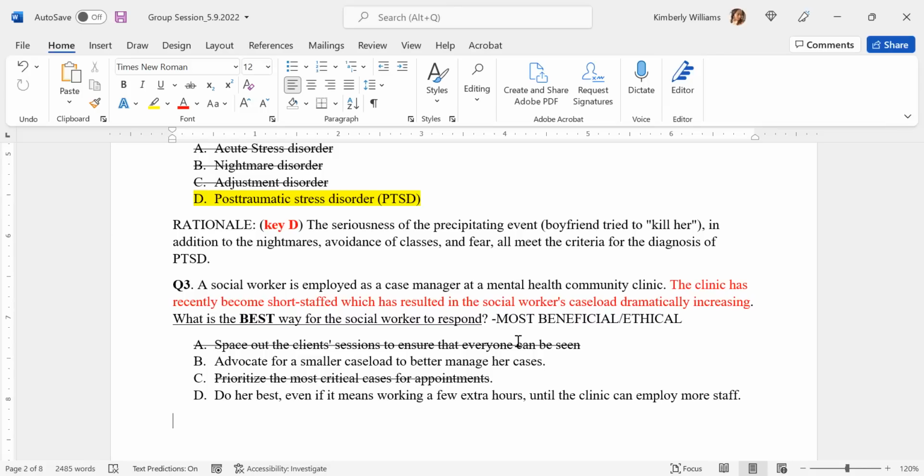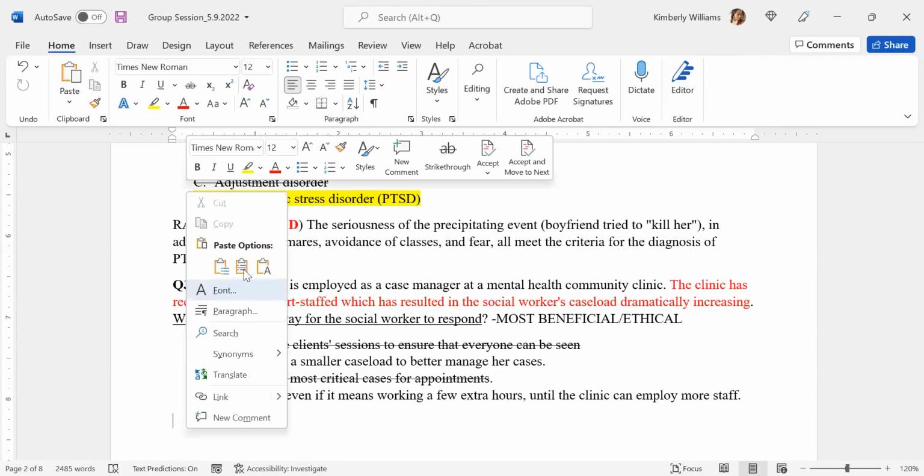Now, granted, I get 1,000% what you're saying, Rochelle. Yeah, we can help out a few extra hours here and there or whatever. But that's our choice. We don't want that to be the go-to thing, because again, it says until the clinic can employ more staff. We don't know when that's going to be. So you mean tell me you're gonna work a few extra hours, burning yourself out for a whole other year if they can't find new staff? Yes, it's always good to help out when you can. Not saying that's not what you're supposed to do, but the answer is B, and here is the why.